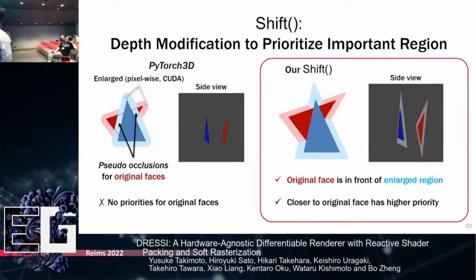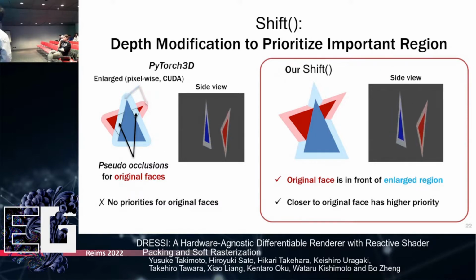Next, we introduce the shift process, a modification to prioritize important regions. I introduced the face enlargement process. Actually, PyTorch3D uses a method to enlarge faces in a pixelized computation, but they don't prioritize the original face region and the enlarged region. So sometimes the enlarged region occludes the original face region with faster depth values. We call this pseudo occlusion.